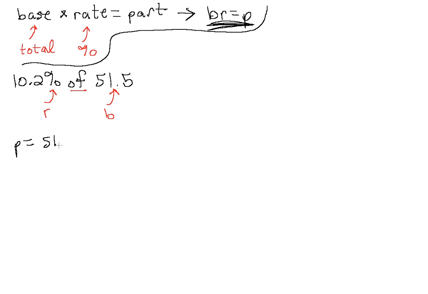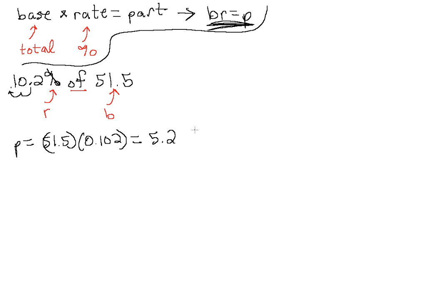So 51.5 times rate. Now we need to convert this into a decimal or a fraction, but since this is already a decimal, we're going to keep it as such. We can simply cancel the percent sign and move the decimal 2 places to the left, which gives us 0.102. If that was a little confusing, go ahead and review the videos on converting percents to decimals, percents to fractions and such. They'll give you a quick refresher about how we got this. Now, to find the part, we simply multiply these two together.